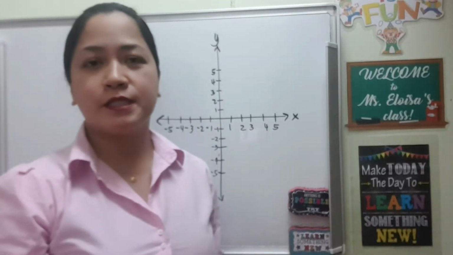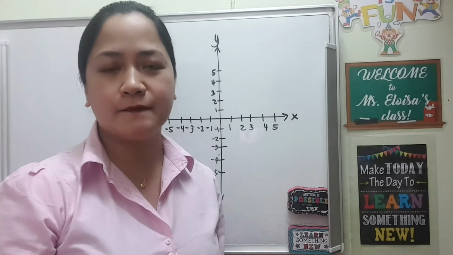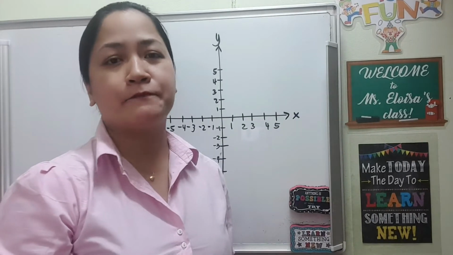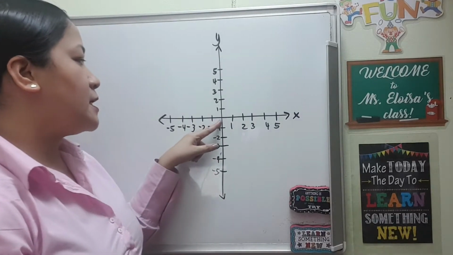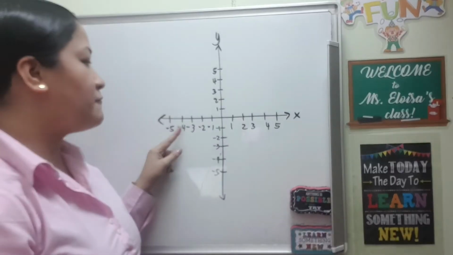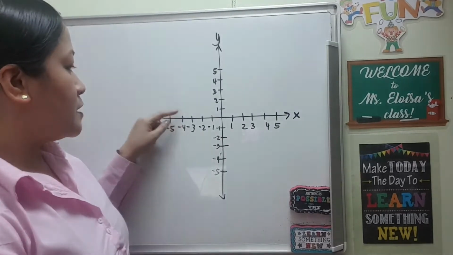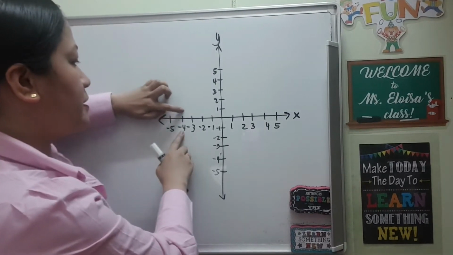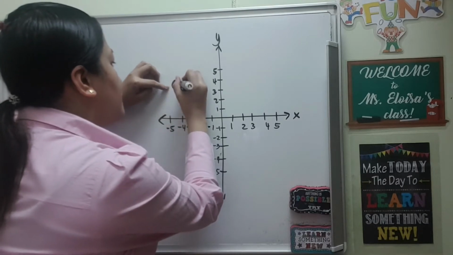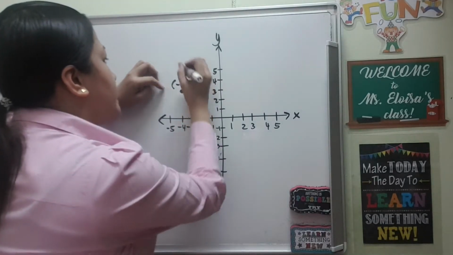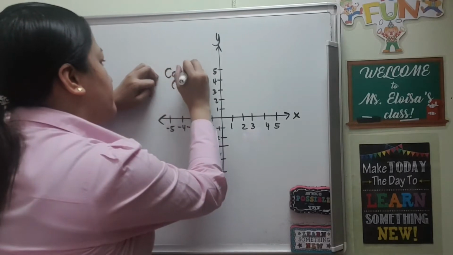Suppose we have 2 points that we name Camp 1 and Camp 2. Camp 1 is at point negative 4, 3. So let us graph negative 4, 3. Negative 4 going to the left and then 3 up. So this is negative 4 and then 3 units up. So that will be your point negative 4, 3. And this is Camp 1.